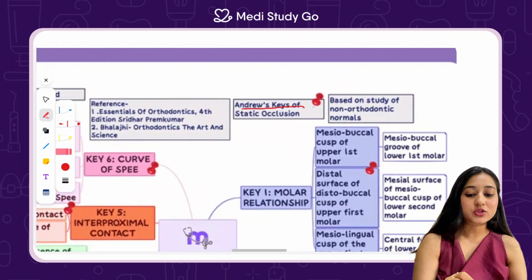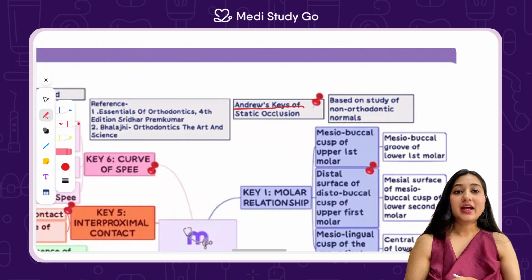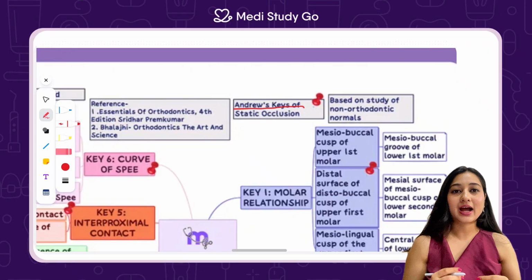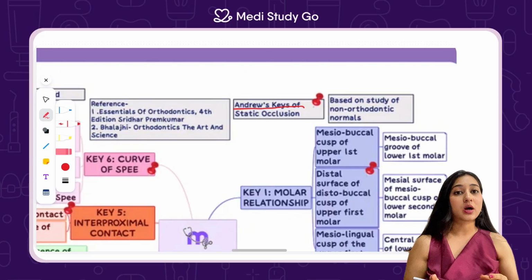Andrews' full name was Lawrence F. Andrews, and he was an orthodontist. So he used to perform orthodontic treatment on many of his patients. But what he observed by the end of the treatment was that even though he had finished the treatment in a good occlusion, still the patient's facial aesthetics or the functional efficiency was not up to mark.